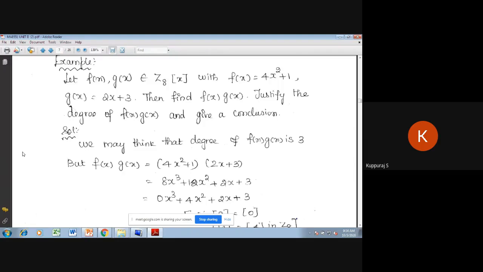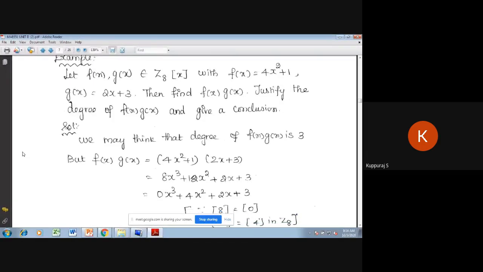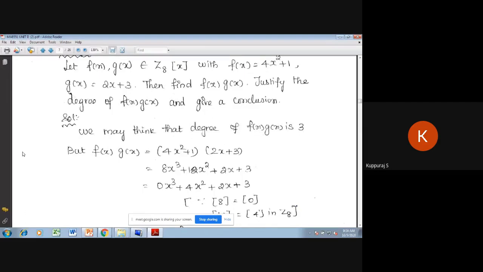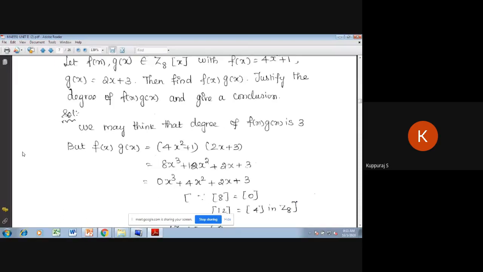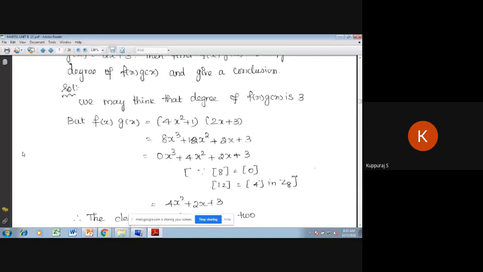Then 12 is more than the mod value 8, so 12 divided by 8 gives the remainder 4. So 12 is congruent to 4 under mod 8. Therefore, the coefficient of x squared becomes 4, so 4x squared. The coefficient of x is 2, which is less than 8, so keep it as it is. The constant term 3 is less than 8, so keep it as it is. So f(x) g(x) is 4x squared plus 2x plus 3.